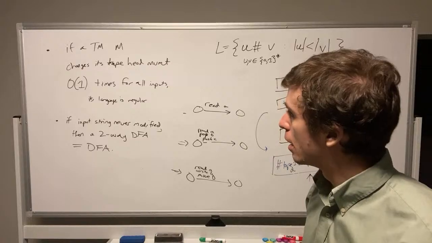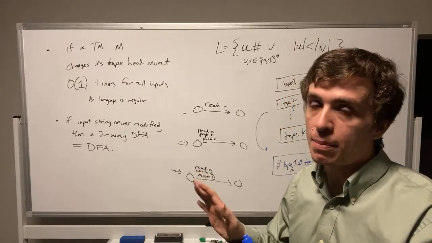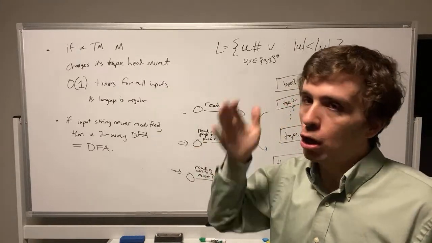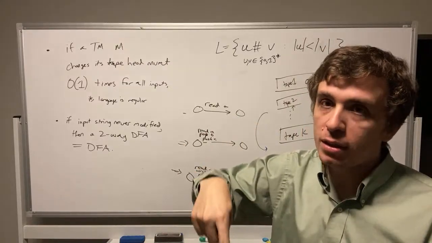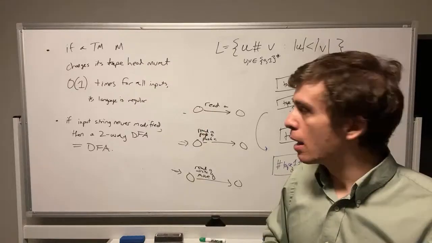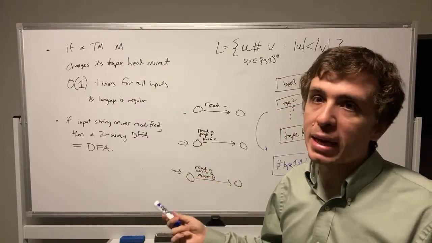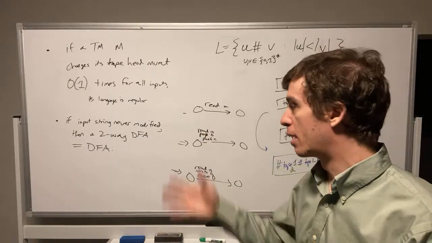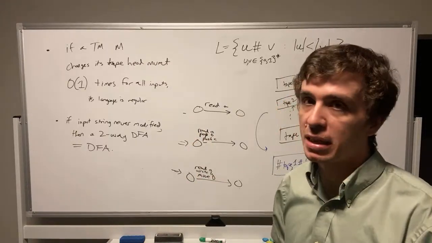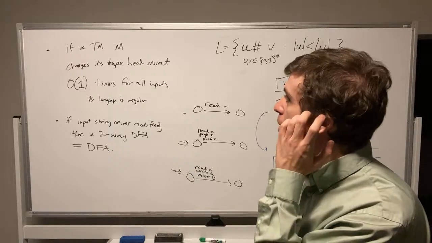So if you never modify the input string, meaning Turing machines always write characters, but you never write a different character than what was there, then it's effectively a two-way DFA, and there's a conversion that you can do to make it a DFA. So there are some things you can do.